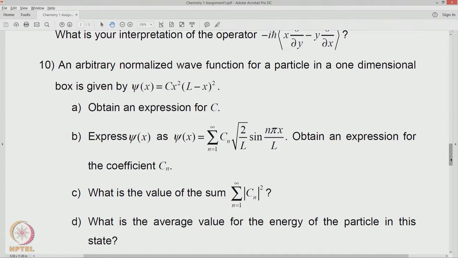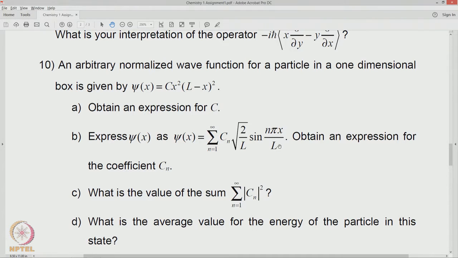Problem 10 is conceptual. It is an introduction to a concept called the linear combination of wave functions, which is also acceptable in quantum mechanics as a wave function. So, what we have here is an arbitrary normalized wave function for a particle in a box, given by this formula, x square into L minus x square, and we are asked to find the normalization constant C. Secondly, we are asked to express this wave function as a linear combination of all eigenfunctions of the particle in a one-dimensional box.